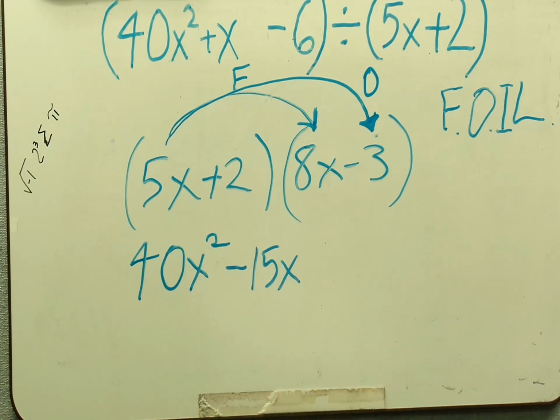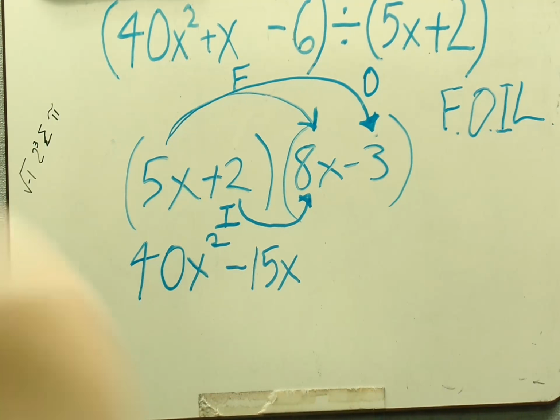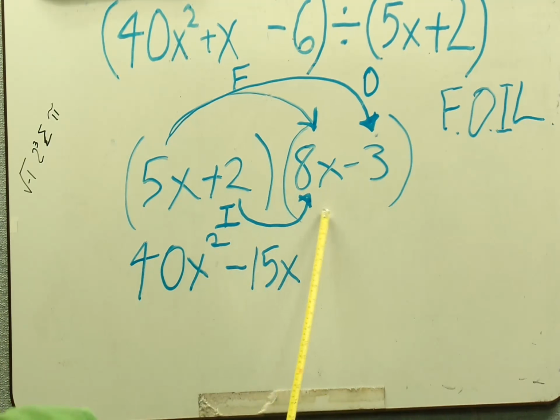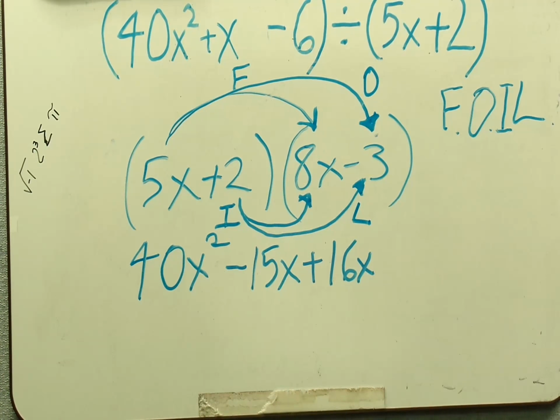Now we have the I, which stands for inside. That is the positive 2 multiplied by the positive 8x, and you get a plus 16x. And that is inside. Now we use the L in FOIL, and that stands for last. Positive 2 multiplied by the negative 3, and we get a negative 6.